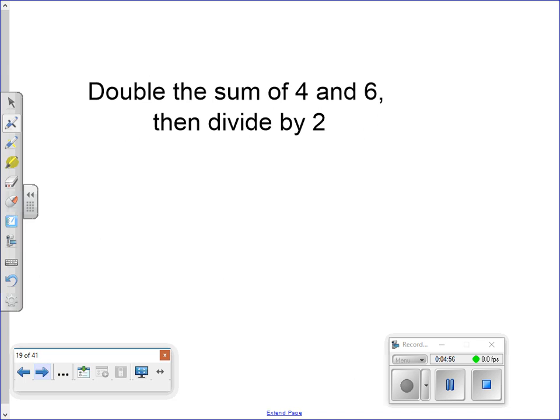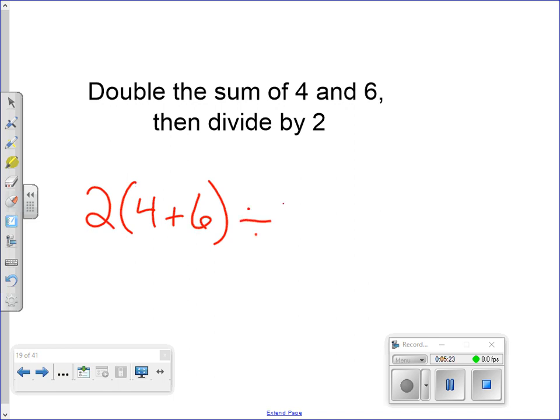All right, I want you to try this one on your own. Pause the video. Double the sum of 4 and 6, then divide by 2. Now I know to double something means to take it times 2, but first I need the sum of 4 and 6. I'm going to double that, take it times 2, and then I'm going to divide by 2.